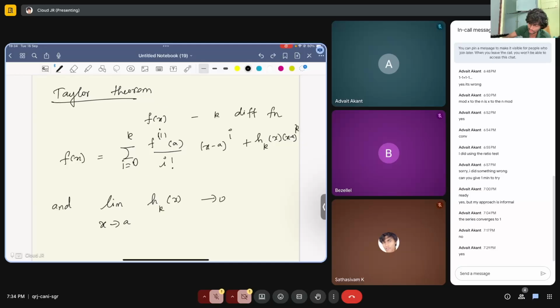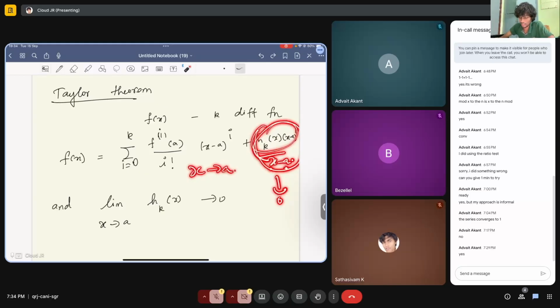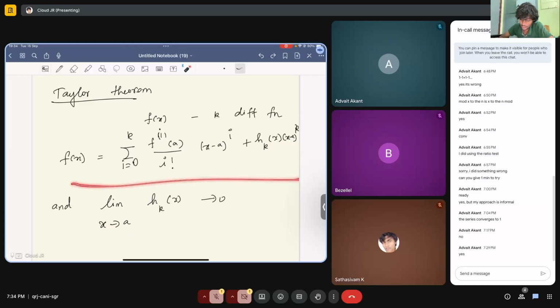Okay, if you take this term here and divide by x minus a, still this term goes to 0 as x goes to a. Okay, so in some sense this term goes to 0 faster than x goes to a. Okay, so this is the Taylor theorem.